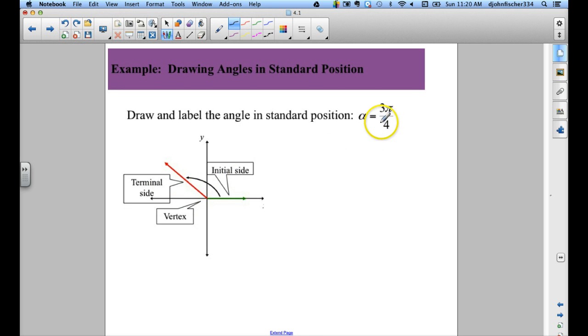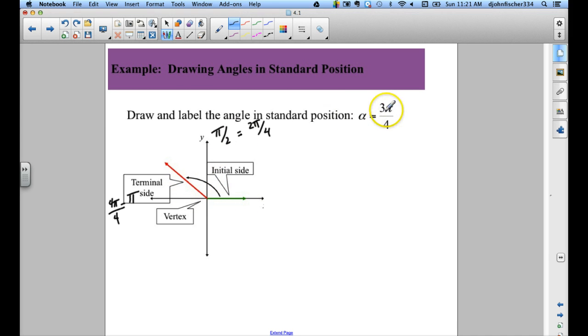Now 3 pi over 4. Notice it's positive. 3 pi over 4 is close to 4 pi over 4, which is pi. Pi is over here. This is pi, which is equivalent to 4 pi over 4. The 4s will cancel off, give me pi. This is pi over 2, which is equivalent to 2 pi over 4. Well, if I'm looking at 3 pi over 4, it would be right in the middle of these two. So 3 pi over 4 would be right in the middle here. So I drew my angle. Initial side here, draw along.